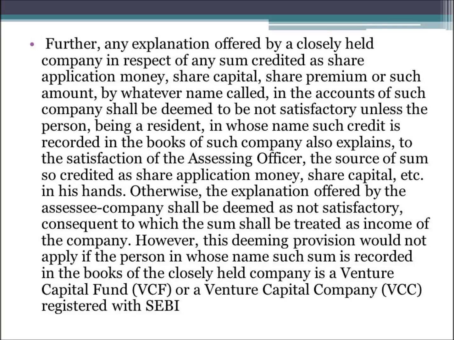Say if I am investing, my name is there in their books of account as Ramesh, and I've given share application money of 20,000. So my name is appearing in their books of account, as if I have given this sum of money to the closely held company in the form of shares, a share application money. I have subscribed to their shares and I have given money to them.